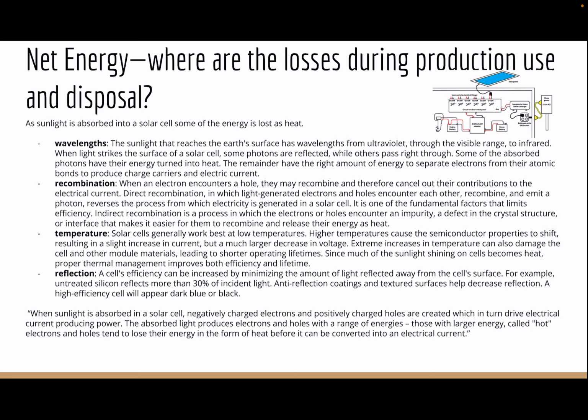So overall, these are just types of ways that heat can be lost, but it's heat. Heat is what is lost.